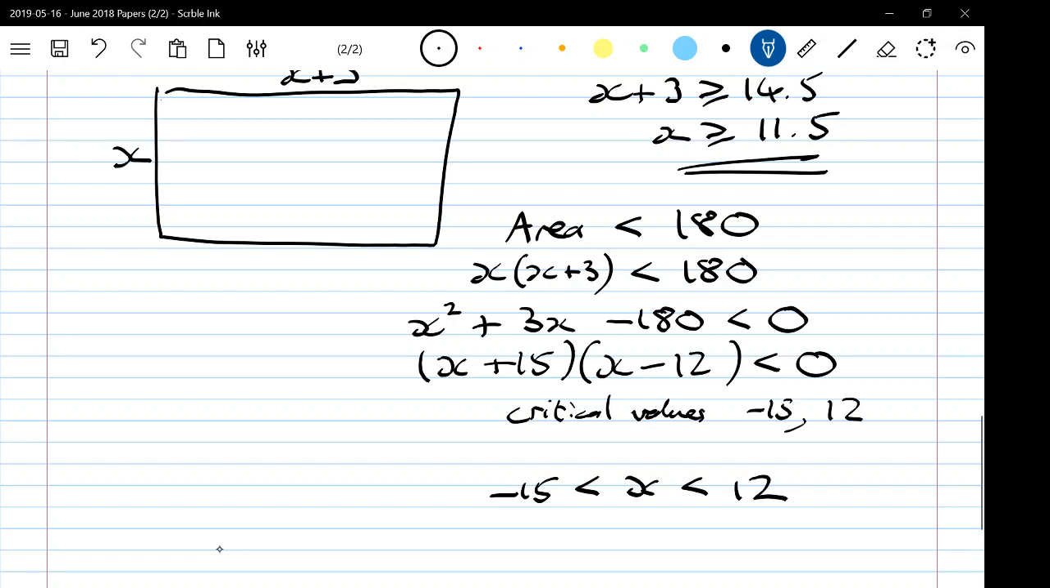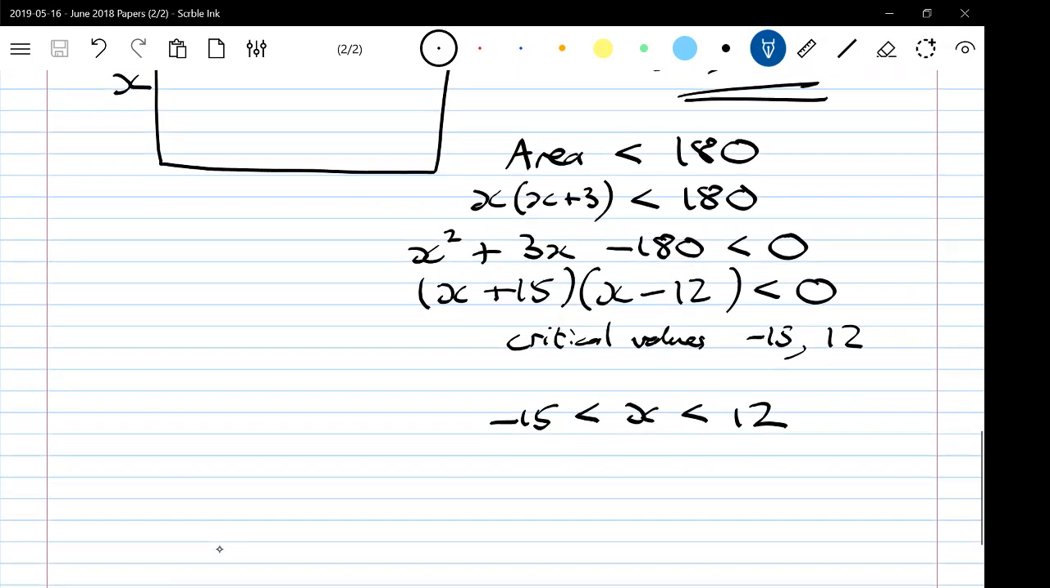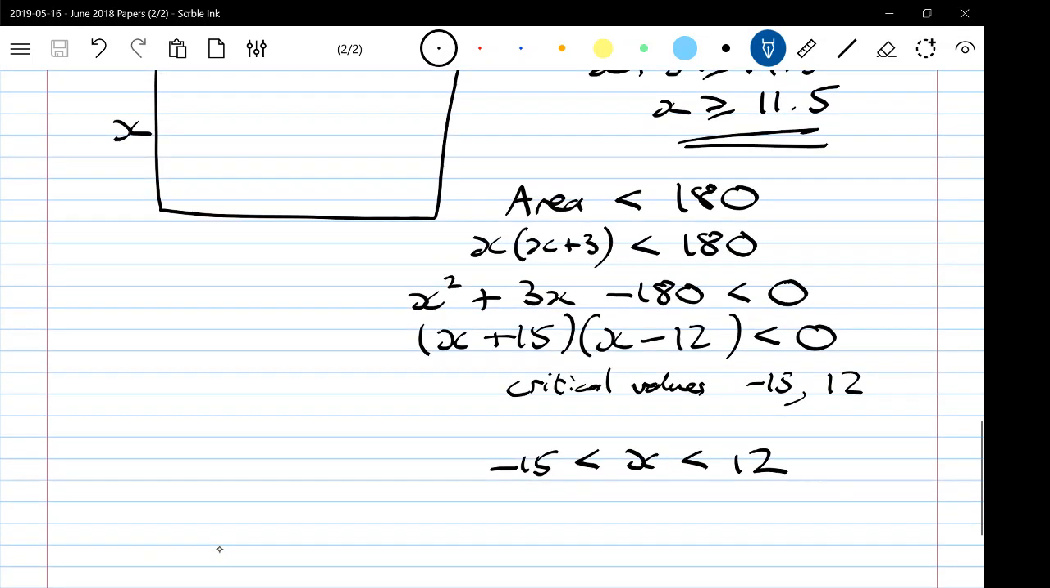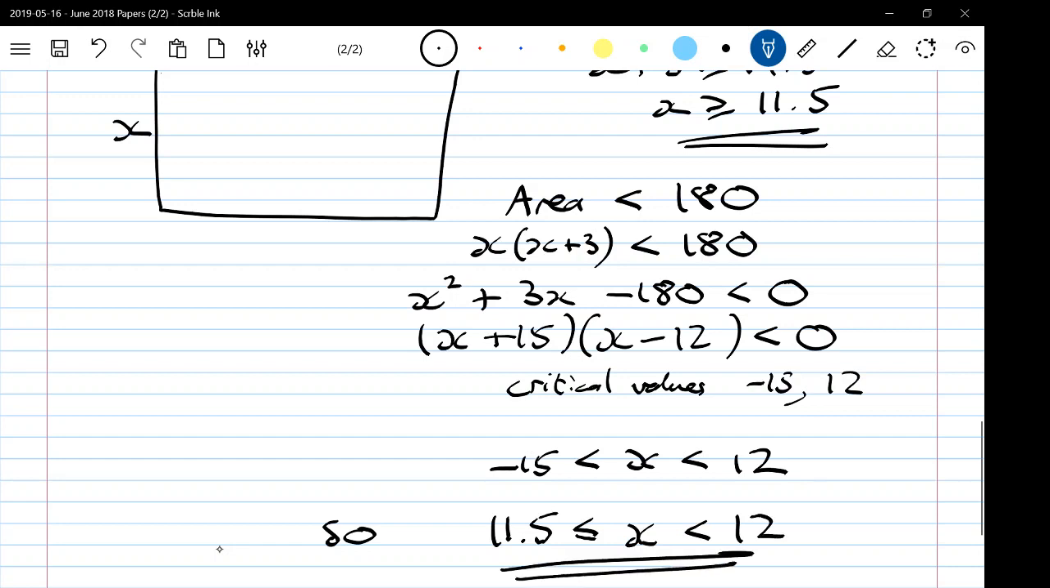It feels like you're just doing that for the sake of it, and in a way you are, but it's a detailed reasoning question, so they wanted to see you actually showing the detail of solving the quadratic, not just getting to the answer. Of course, we've now got both of these things have to be true, so if we put that together, x must be greater than or equal to 11.5 and less than 12. So we end up with that at the end of it.